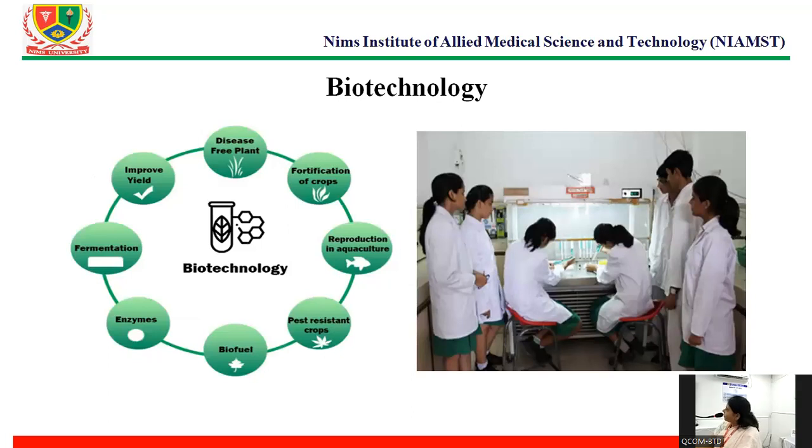Biotechnology works in two fields. We are working on disease-resistant plants, fortification of crops, resistant crops, biofuels, enzymes, and fermentation in all the fields.